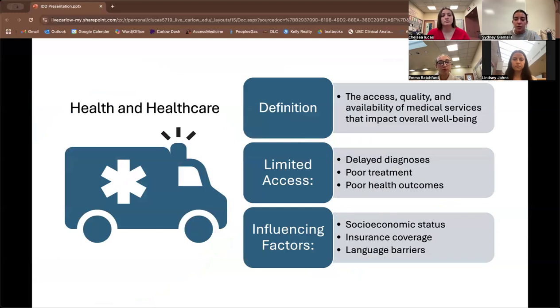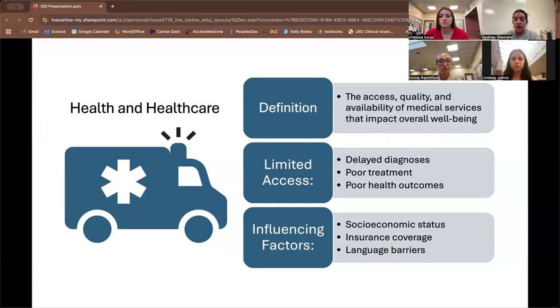Health and healthcare refers to a person's access to quality medical services and their ability to maintain overall well-being. This includes factors such as the availability of healthcare facilities, affordability of services, health insurance coverage, and health literacy. People who face barriers to healthcare, such as high costs, geographic inaccessibility, or systemic discrimination, are more likely to experience worse health outcomes due to delayed diagnoses and inadequate treatment. Limited access to healthcare can lead to delayed diagnoses, poor treatment of conditions, and ultimately poor health outcomes.